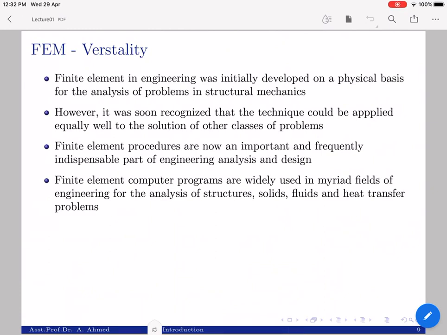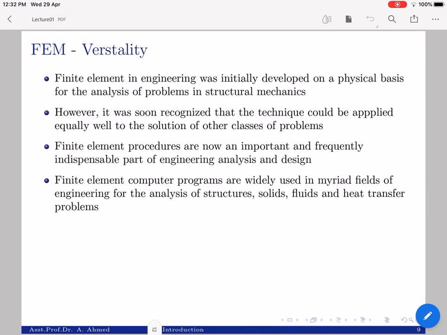Now, finite element in engineering was initially developed on a physical basis for the analysis of problems in structural analysis, but very soon it was recognized that the technique could be equally applied to the solution of other classes of problems as well. And nowadays, it's an important and frequently indispensable part of engineering analysis and design. So now it's a very important part of computer-aided design, because we have realized that the basic principles of the finite element method are not only valid for structural mechanics problems, but you can also apply them in myriad fields of engineering.